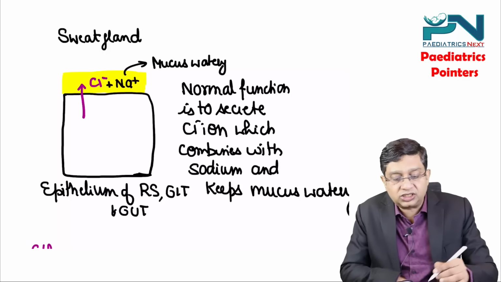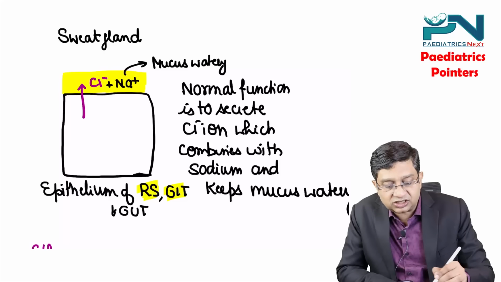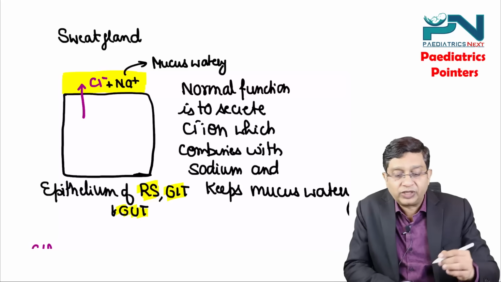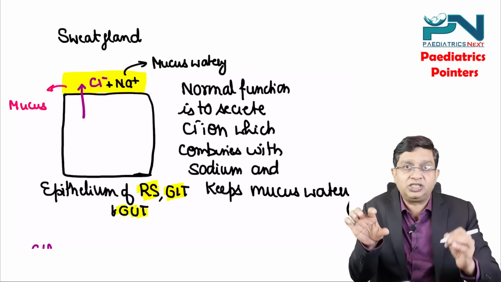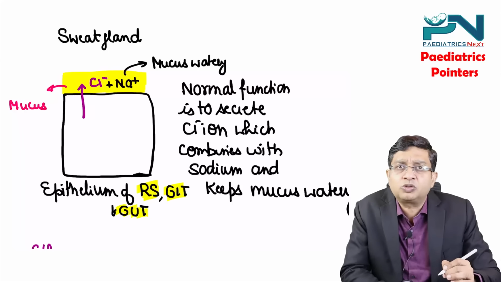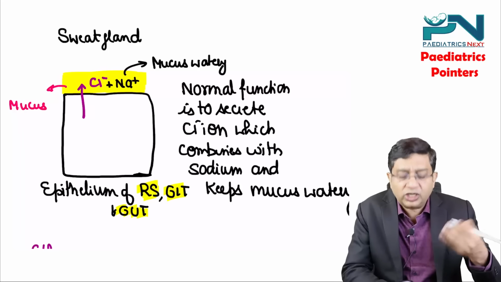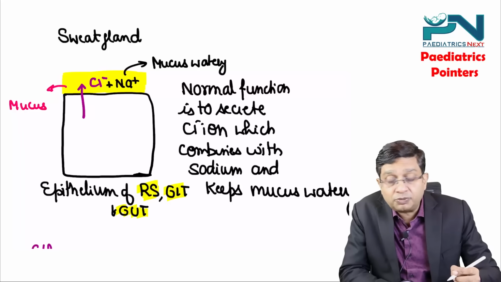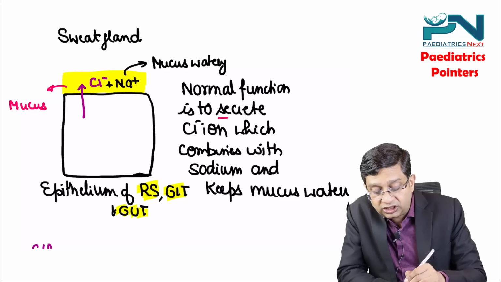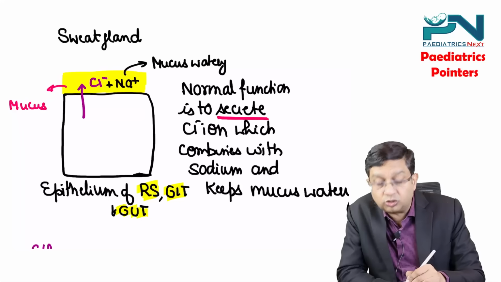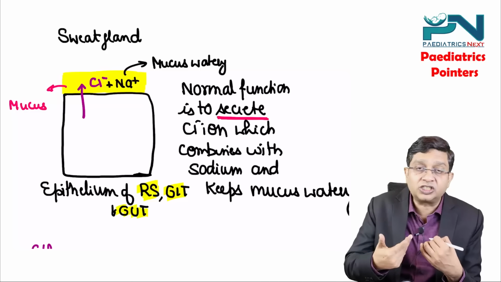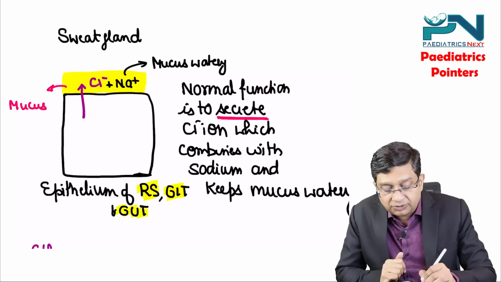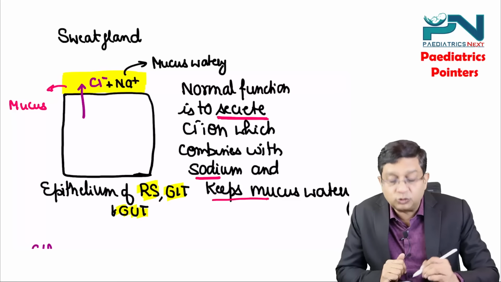But if you consider the epithelium of the respiratory system, GIT and GUT, this yellow color we have shown here is mucus. Normally over every epithelium there is mucus, and the mucus is watery. Why is the mucus watery? Because the normal function of CFTR protein here is to secrete chloride ion. The function in the sweat gland was to reabsorb. Here the function is to secrete chloride ion, which combines with sodium and keeps the mucus watery.